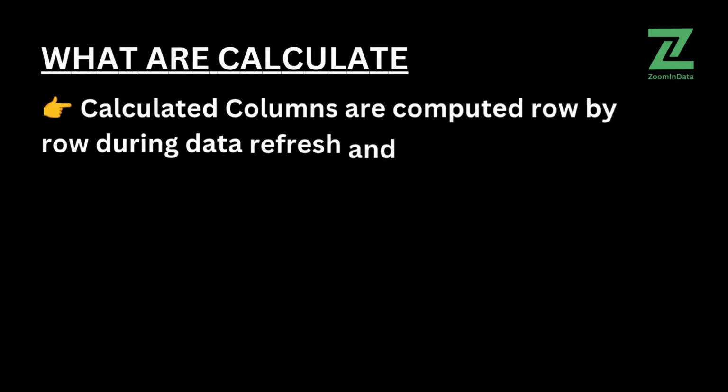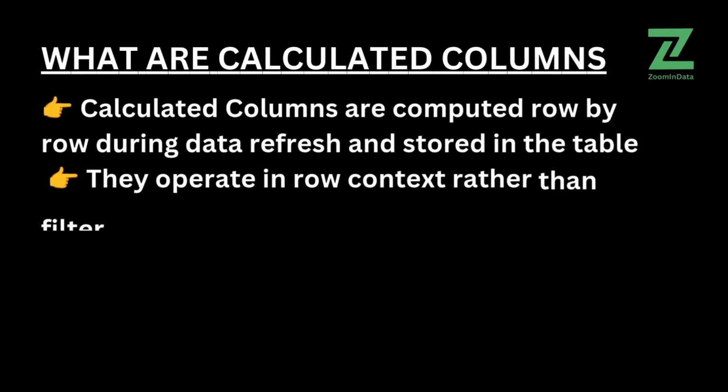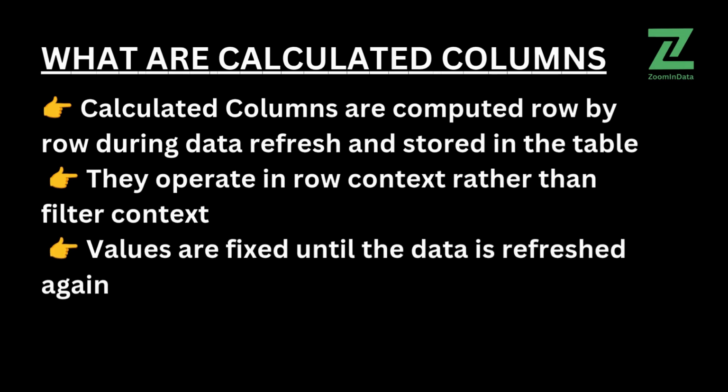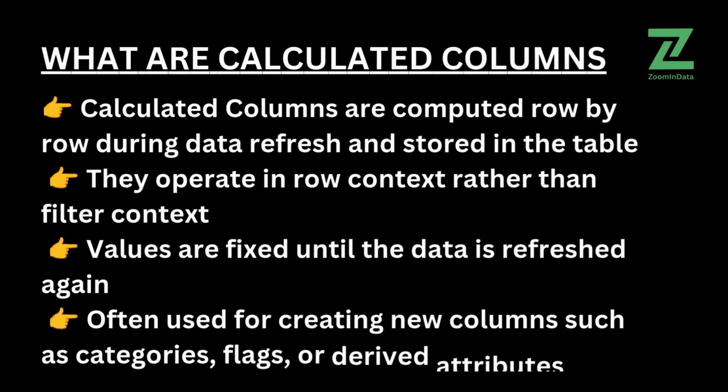Calculated columns are computed row by row during data refresh and are stored physically in the table. They operate in row context rather than filter context. Once created, their values remain fixed until the data is refreshed again. They are often used for creating new columns such as categories, flags, or derived attributes.